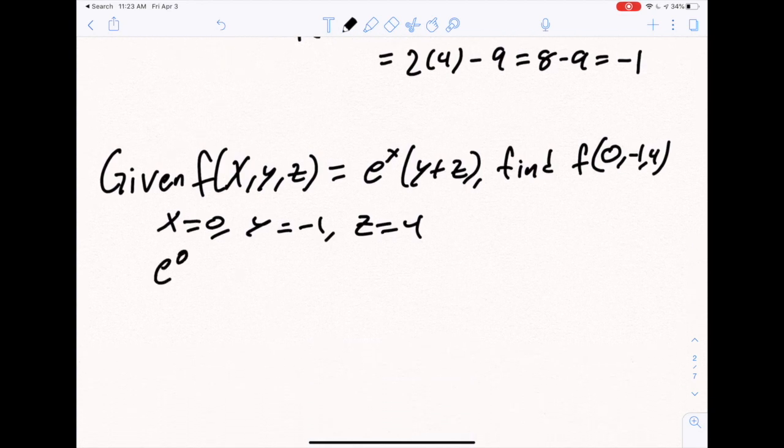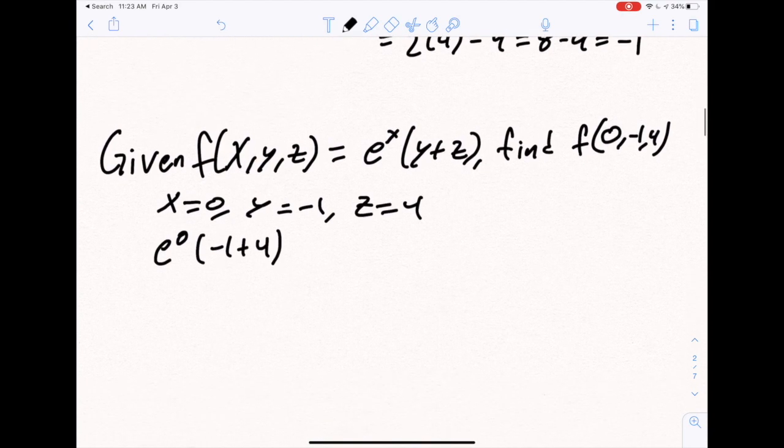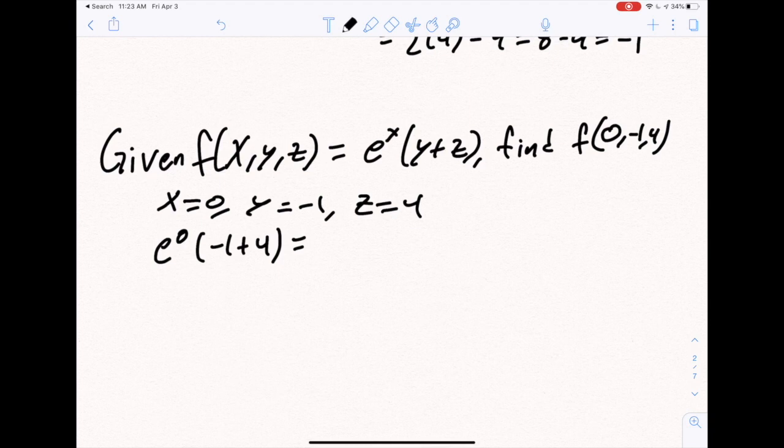So we get e to the 0 times minus 1 plus 4, and that works out to be, well, e to the 0 is just 1, because anything to the 0 power is just 1. Minus 1 plus 4 is equivalent to 3, and so 1 times 3 is 3. And that's your final answer there.